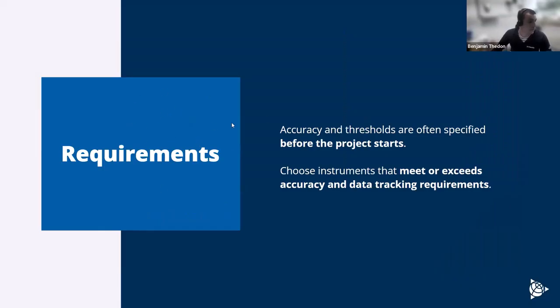You also have requirements, which is also a very important one. The accuracy and threshold are usually provided by the structural engineer when the project starts. It is very important to choose the right instrument to monitor the right displacement. For example, if you want to monitor underground displacement of different layers of soil, it's better to use MPBX or extensometer.